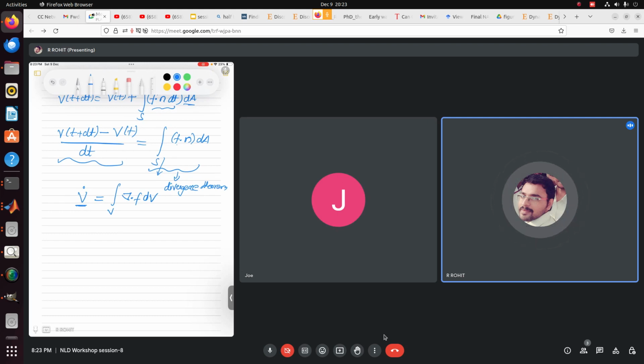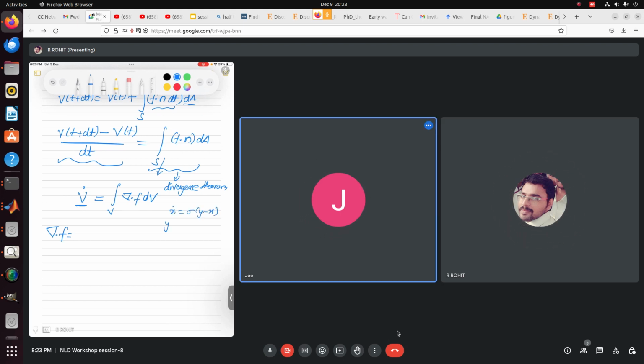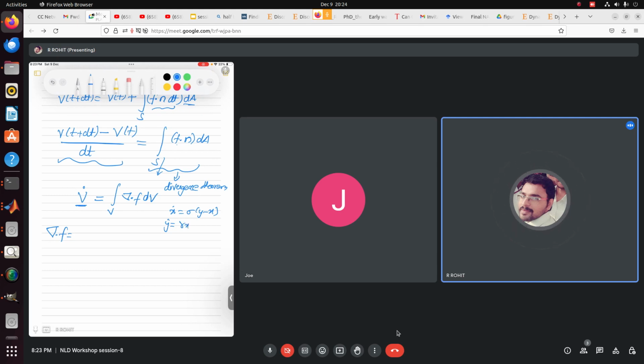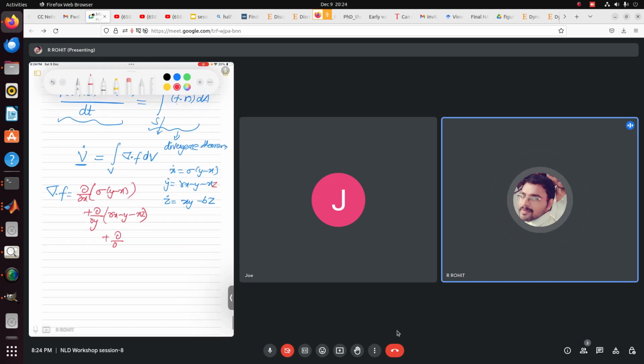So in our case, the del dot f for the Lorenz system, we had x dot equal to sigma into y minus x, and y dot is nothing but r x minus y minus x z, and z dot is equal to x y minus b z, was our equation. If we want to find the divergence of that, it is nothing but dou by dou x of sigma into y minus x, plus dou by dou y of r x minus y minus x z, plus dou by dou z of x y minus b z.